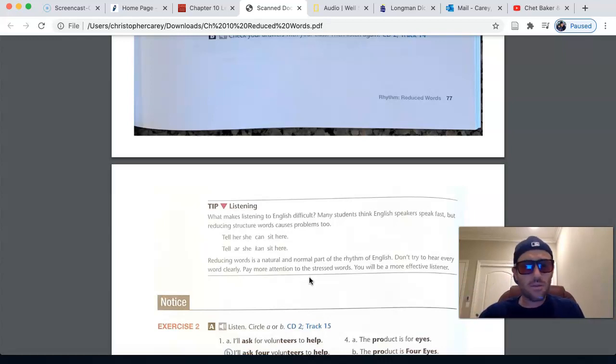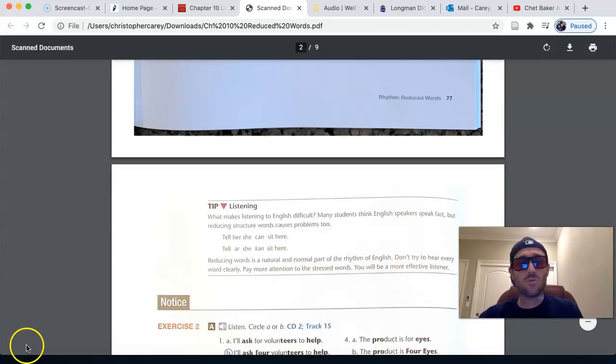And just a polite piece of advice, don't try to hear every word clearly in English. When you're speaking, don't try to pronounce every word clearly in English. It actually oftentimes makes it more difficult for people to understand. Reducing words is natural and a normal part of English rhythm so that we can hear those content words more clearly. If you're going to emphasize or pronounce anything clearly, you would want to pronounce your content words more clearly and then reduce your function or structural words. And you'll be a more effective listener and speaker of English when you do that.